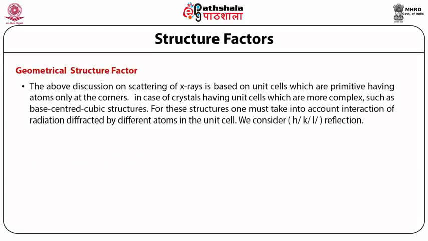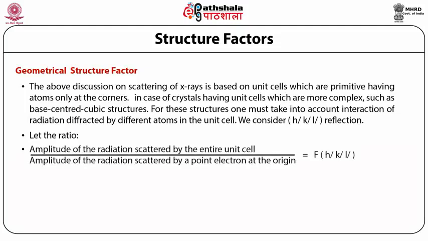Geometrical structure factor. The above discussion on scattering of X-rays is based on unit cells which are primitive, having atoms only at the corners. What happens in the case of crystals having unit cells which are more complex, such as base-centered cubic structures? For these structures, one must take into account the interaction of radiation diffracted by different atoms in the unit cell. We consider the h prime, k prime, l prime reflection. Let the ratio of the amplitude of the radiation scattered by the entire unit cell to the amplitude of the radiation scattered by a point electron at the origin be represented by capital F, h prime, k prime, l prime.